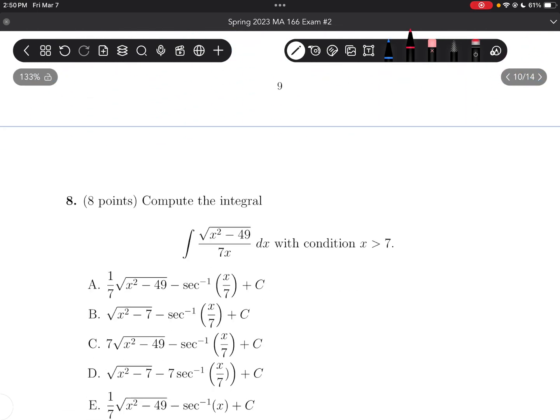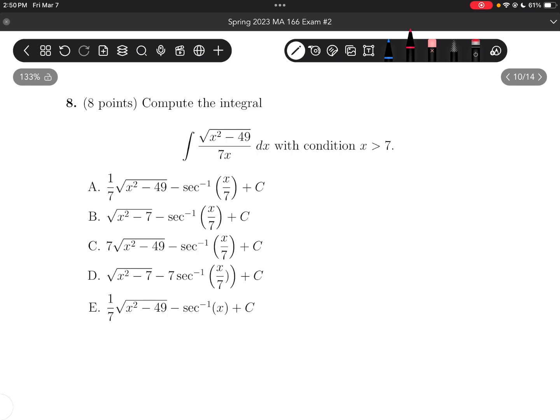All right, moving on to problem 8. Problem 8 says, compute the integral of the square root of x squared minus 49 divided by 7x, with the condition x is greater than 7. For this problem, you'll notice that we have the square root of a variable squared minus 49. This is a pretty good indication that we want to use trig sub for this question. Trig sub is where we set our integrating variable x equal to some trig function.